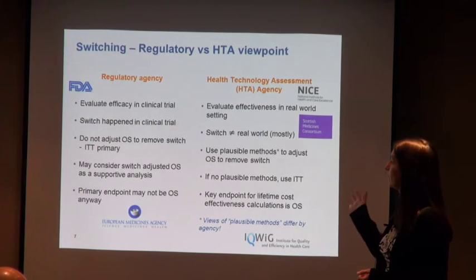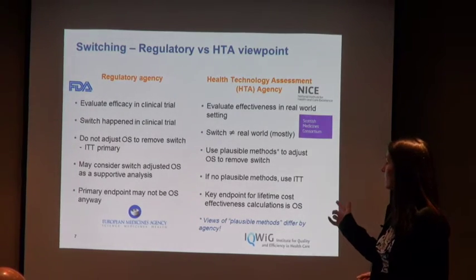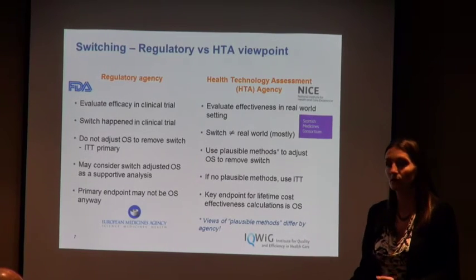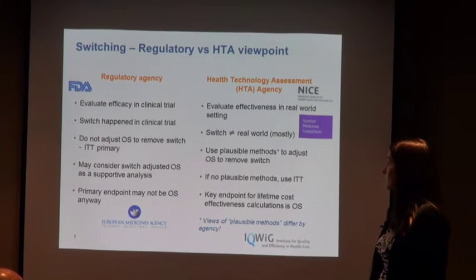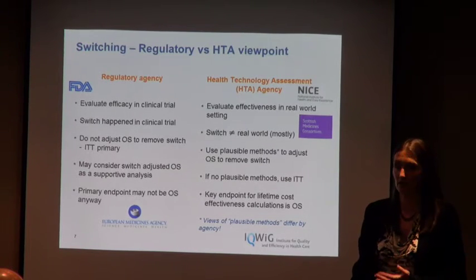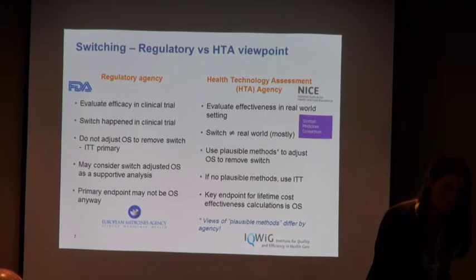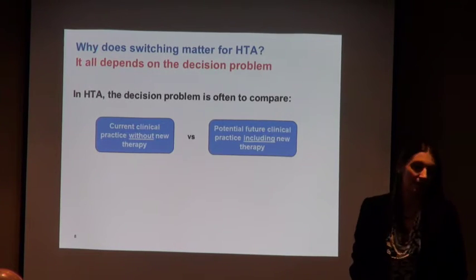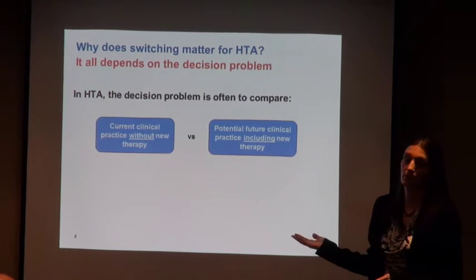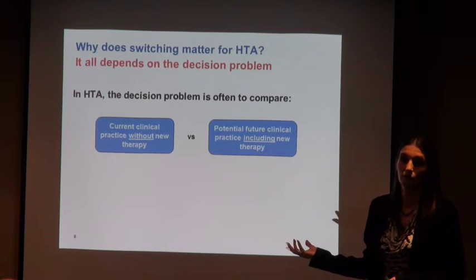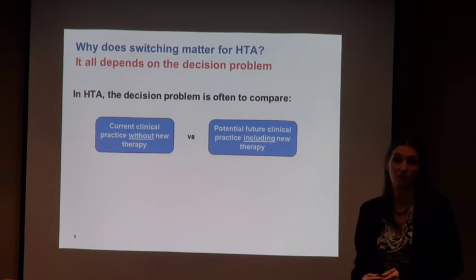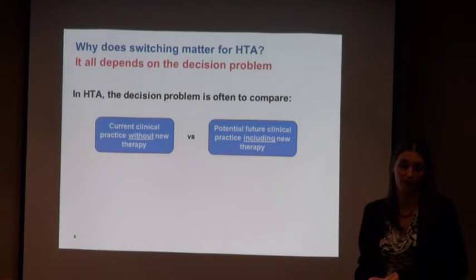But the real reason why they are interested in this is because the key endpoint for lifetime cost effectiveness calculations is survival. That drives a lot of the cost, it drives a lot of the effectiveness. So really, they want a good estimate of what the survival would be in a real-world setting over a lifetime horizon. And the decision problem in health technology assessment is usually to compare the current clinical practice without the new therapy, which is represented by the control arm of a trial, to the potential future clinical practice, including the new therapy, represented by the experimental arm of the trial.